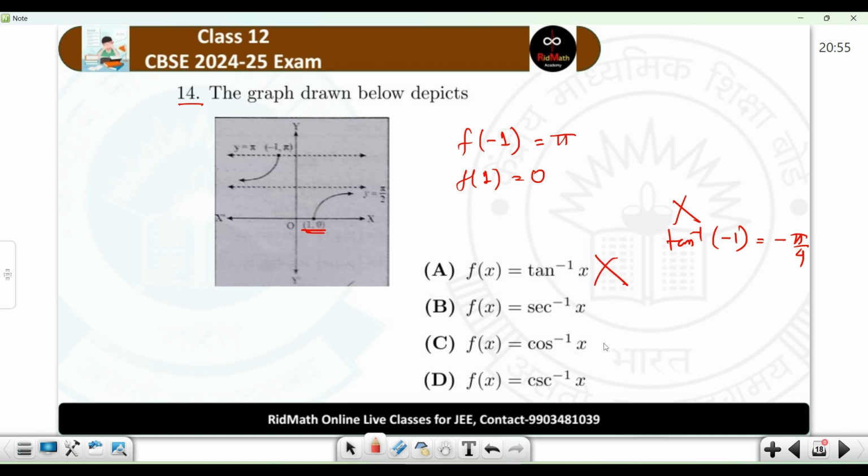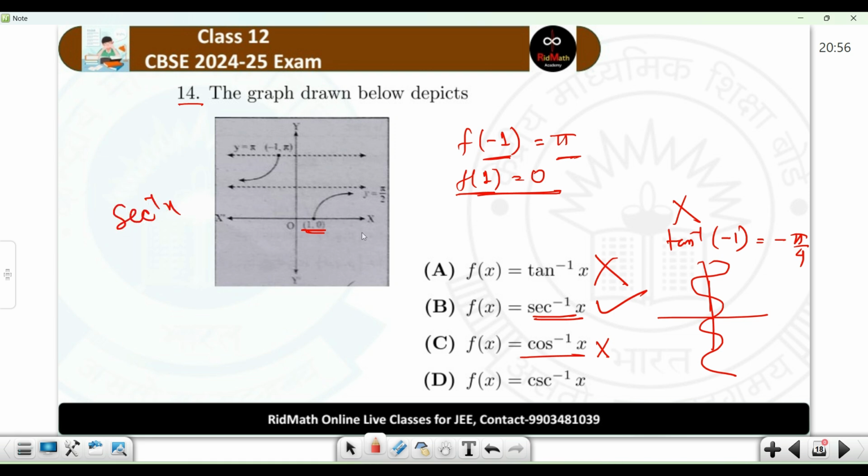Okay, so what is sec inverse minus 1? So sec inverse minus 1 is pi and sec inverse 1 is 0. Okay, so this is correct. And once again, cos inverse minus 1 is pi, and also cos inverse 1 is 0, but this is not correct, because the graph of cos inverse is like this, here, like this. So this is the graph of sec inverse x. So option number B is correct. Next problem.